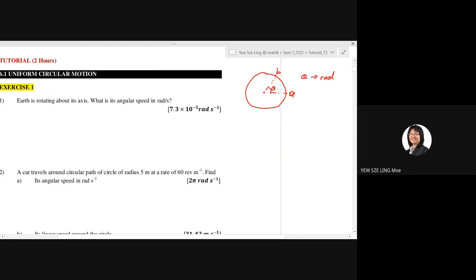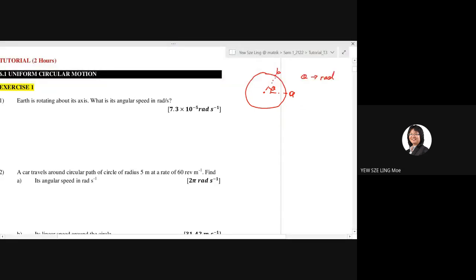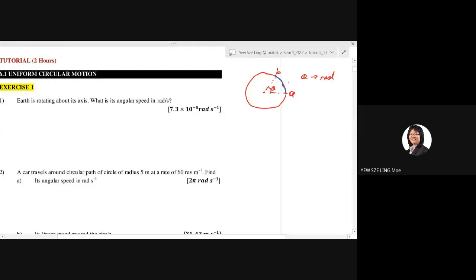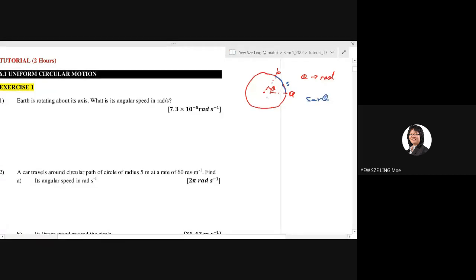Whereas when you talk about distance, you are talking about the arc of the circle. So if you look at the distance from A to B, the arc of the circle, that is our distance S. So you have to know the difference between these two variables and how to link them together. S is equal to R theta, where R is the radius of the circle.